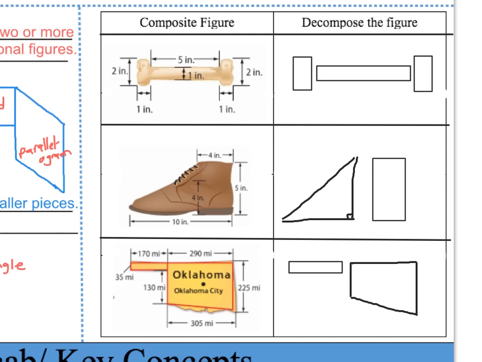So all composite figures can be broken down into basic shapes. In previous lessons, we've learned how to find the area for rectangles, trapezoids, parallelograms, and triangles. So if you can break these shapes down into basic shapes, then you can find the area of these composite figures. So let's use these key concepts to discuss the following examples. I just wanted to throw in this quick slide to give you some more information about these problems.